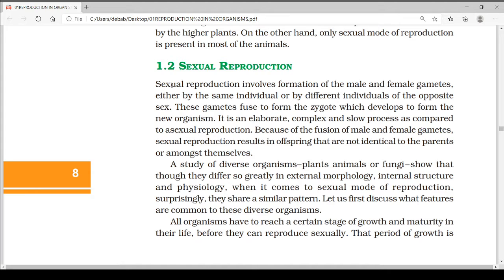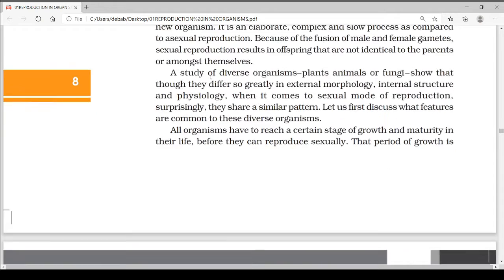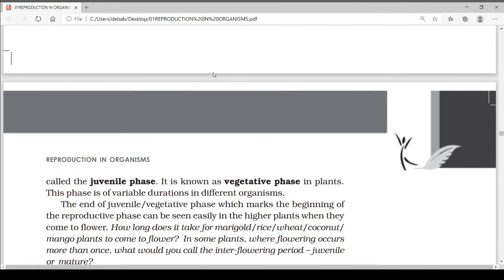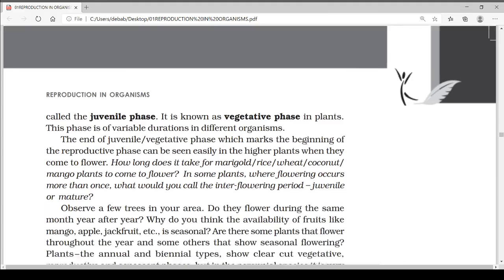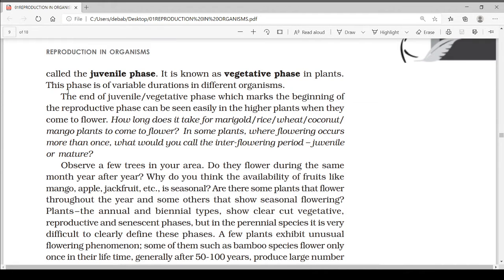All organisms have to reach a certain age of growth and maturity in their life before they can reproduce sexually. That period of growth is called the juvenile phase. It is known as the vegetative phase in plants. This phase is of variable duration in different organisms. The end of the juvenile or vegetative phase, which marks the beginning of the reproductive phase, can be easily seen in higher plants when they come to flower.